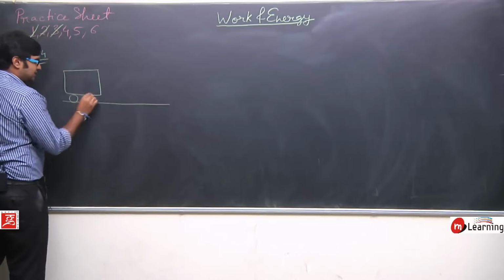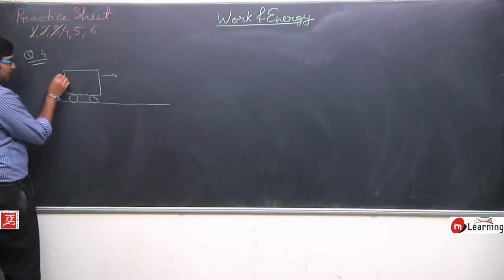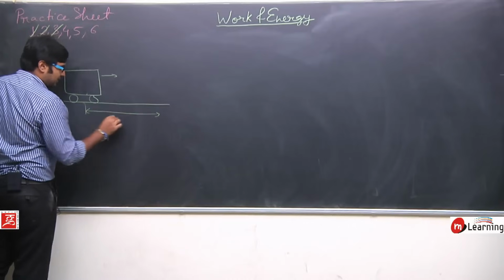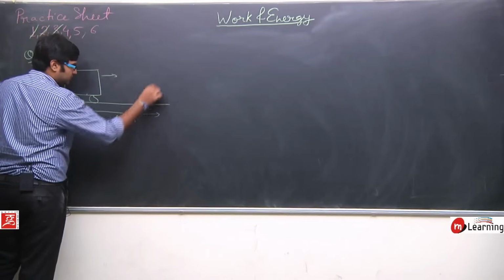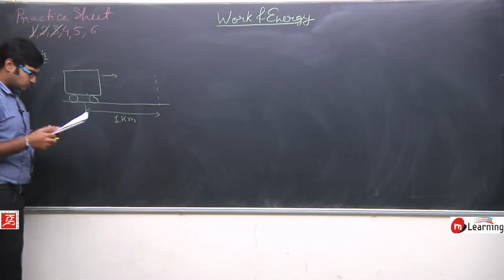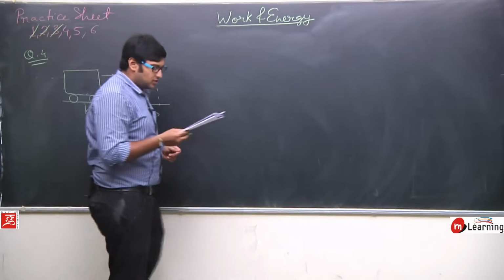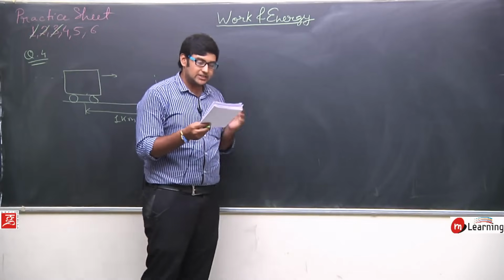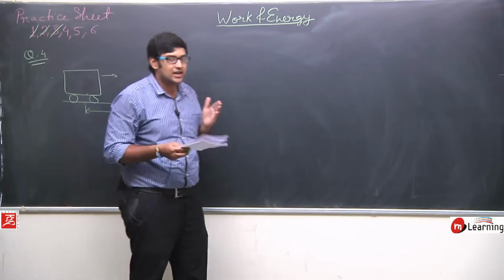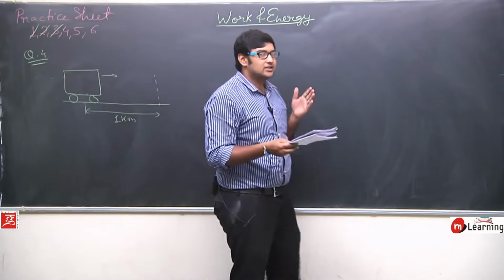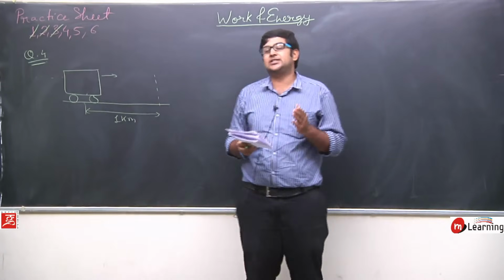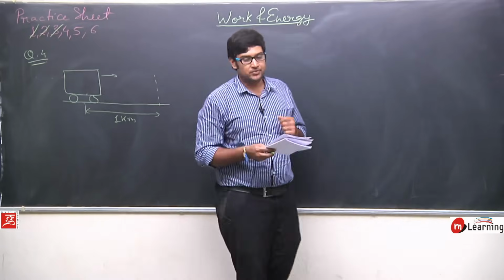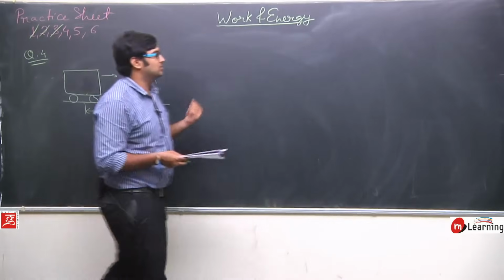Now this engine pulls the train, and the train is behind it. It pulls the train by a distance of 1 kilometer. You need to calculate the work done by this train, given the frictional resistance. Now what is frictional resistance? It is the force applied by the friction to oppose the motion of the train.